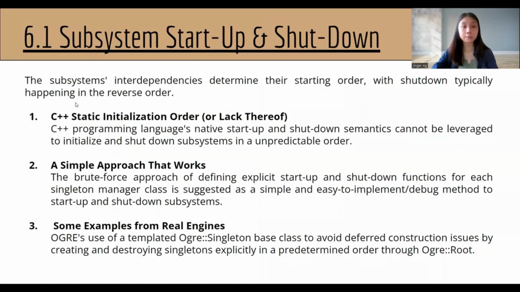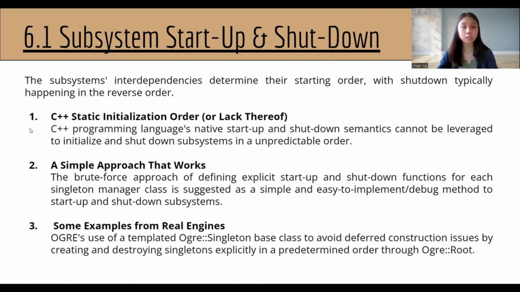First is about subsystem startup and shutdown. A game engine comprises multiple interacting subsystems that need to be configured and initialized in a specific order upon startup. The subsystem interdependencies determine their starting order, with the shutdown typically happening in the reverse order.